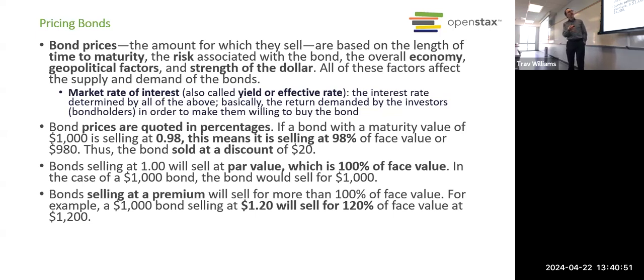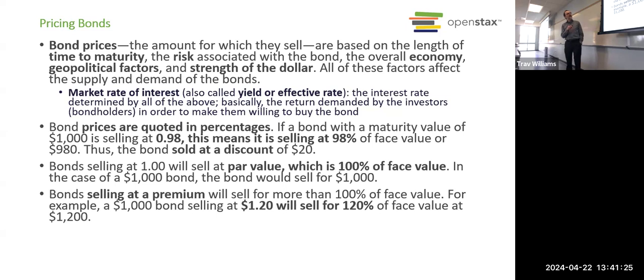The overall economy impacts interest rates and bond rates. What's going on in the world? The more volatility there is out there in the world, that influences interest rates. The strength of the dollar has a factor as well, because that influences how much the US is able to import and export. So all of those things can go into impacting the interest rate.